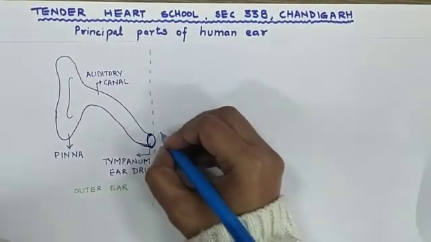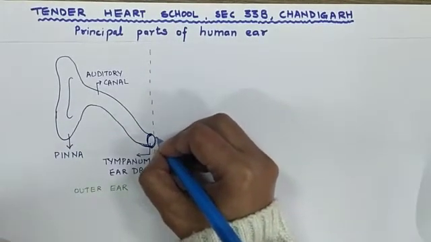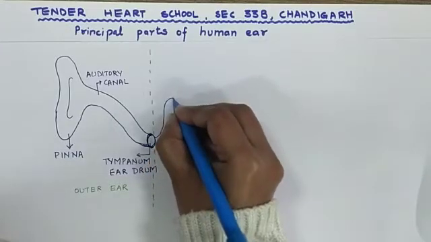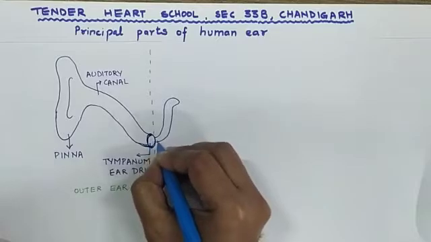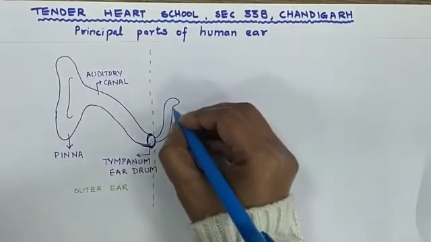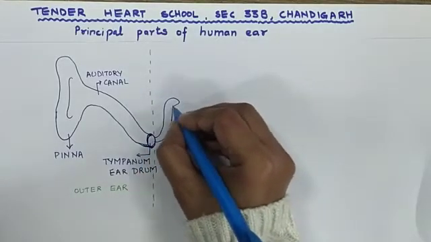The middle ear has three tiny bones. The first bone is the malleus. Malleus bone is connected to the eardrum. Malleus is the first bone.